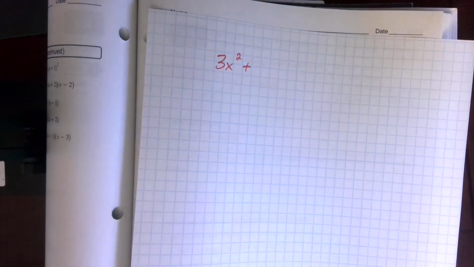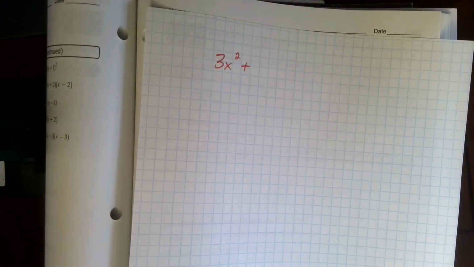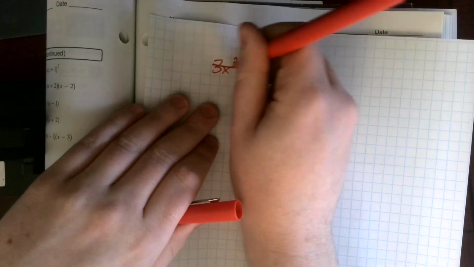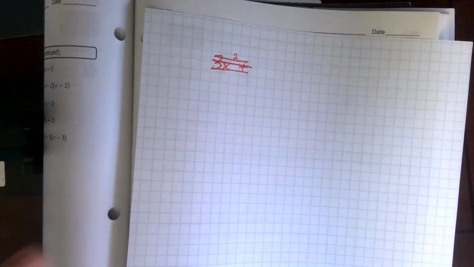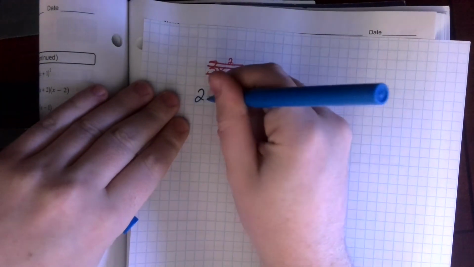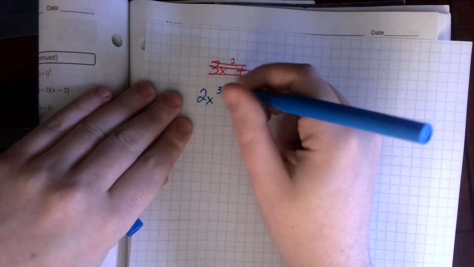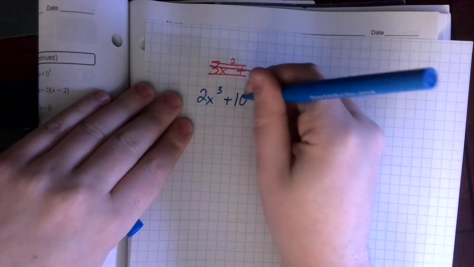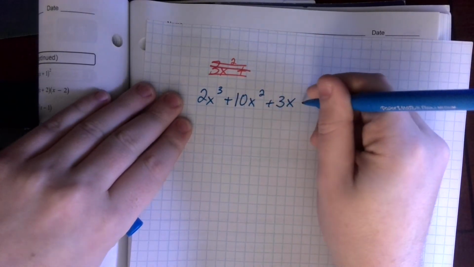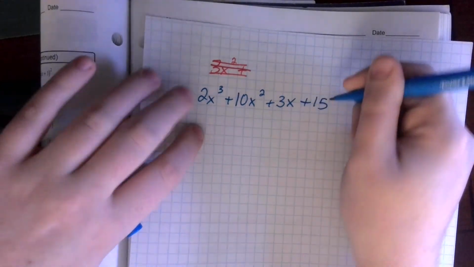I apologize, y'all. I was looking at the incorrect problem. Let me take another stab at this and find a better one. I apologize, everybody. This problem was actually not a factoring by grouping problem. I completely misread my notes. Let's try this one, which absolutely is, though. 2x cubed plus 10x squared plus 3x plus 15.